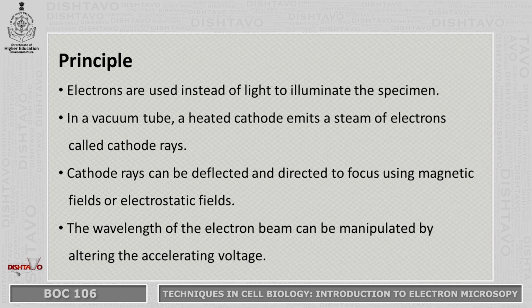The whole apparatus is situated in a vacuum tube, and a heated cathode emits a stream of electrons called cathode rays. Now, these cathode rays can be deflected and directed to focus using magnetic fields or electrostatic fields. The wavelength of the electron beam can be manipulated by altering the accelerating voltage.